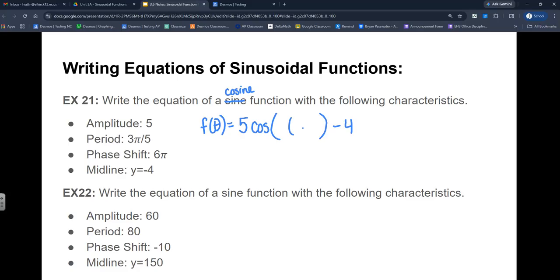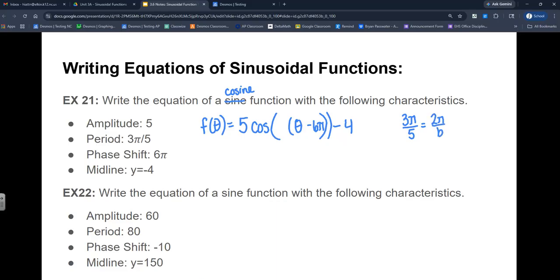Really, the phase shift is not that bad. I have a phase shift of pi over 6, or pi times 6. So I will just have theta minus 6 pi right here. On the inside, it's that number for the period that's a little bit tougher. The period is 3 pi over 5. And to find the period, we do 2 pi over b.